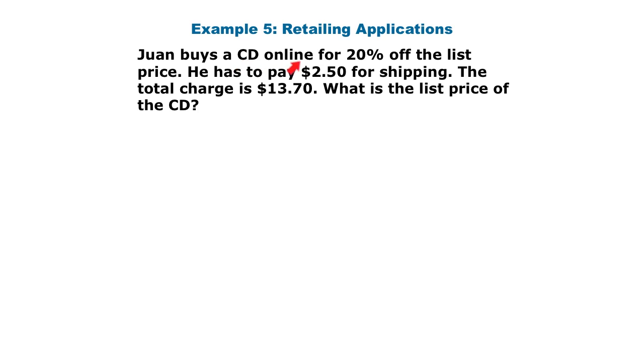In this example, Juan is buying a CD, so yes, this is a little dated, but it's 20% off. He has to pay $2.50 for shipping, and the total charge is $13.70. So the first thing we're going to do is write an equation to represent this. If it's 20% off, that means he's going to end up paying 80% of the original price. I'm going to use P for price. Plus $2.50 for shipping equals $13.70.